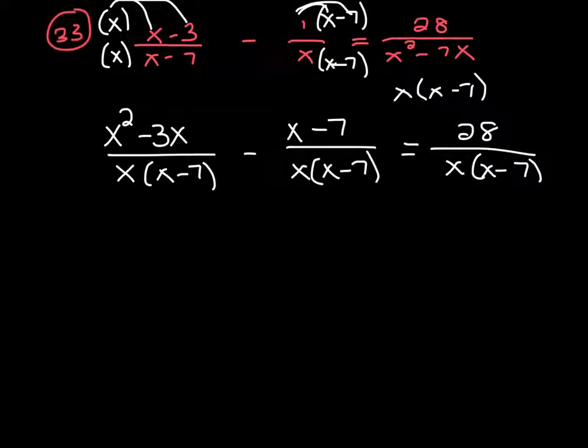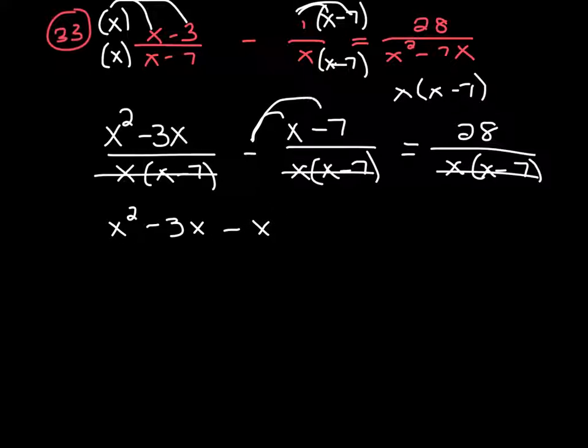And again, the fraction on the right-hand side of the equation, we're just leaving that numerator alone. Okay, now this time when we cross off the denominators, because of this subtraction sign here, we have to remember to distribute the subtraction sign to both terms. Don't just distribute it to the x, you have to distribute it to the negative 7 as well. So that's going to leave me with x squared minus 3x. Now when you distribute it, you're going to have a negative x, and then a negative 7. Well, a negative times a negative is positive, so it's going to be positive 7. And then you can bring down your equals 28.